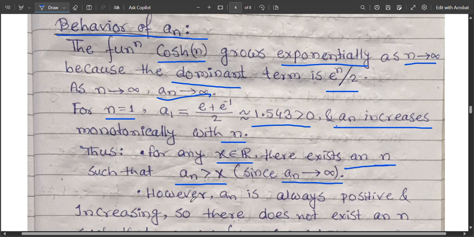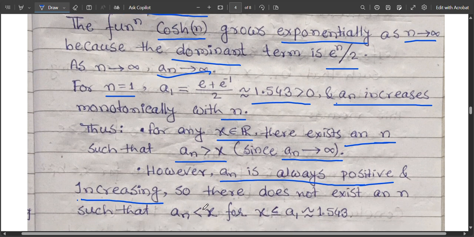However, an is always positive. As we know, a1 is positive and as n tends to infinity it goes to plus infinity, so it will remain always positive. Whether you take a1, a2, a3, whatever value, it will remain positive and also always increase. So there does not exist an n such that an will be less than x.